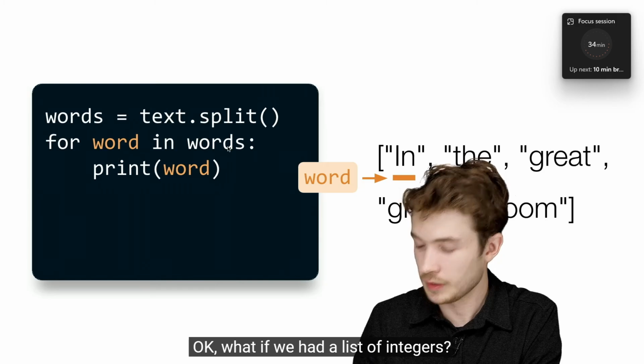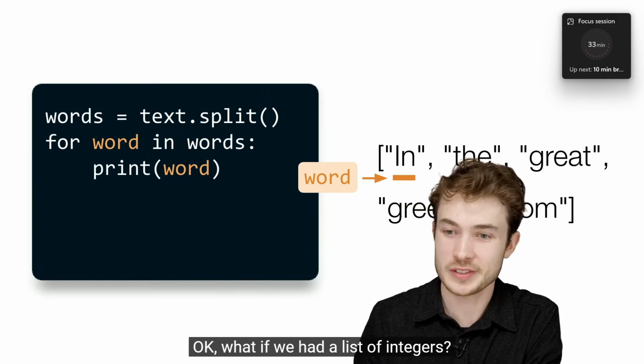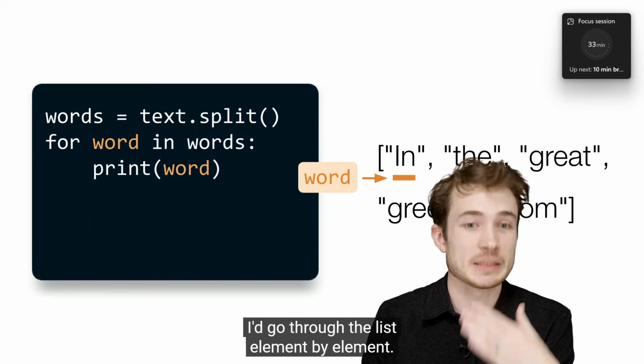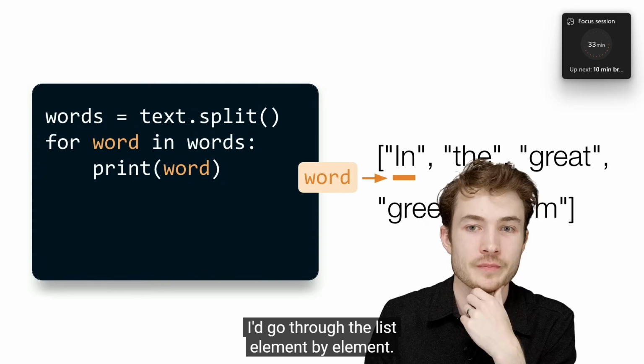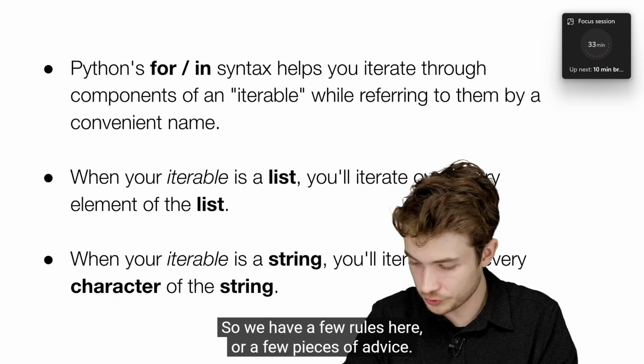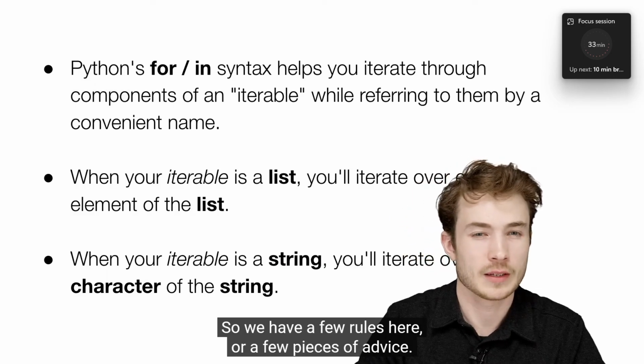OK. What if we had a list of integers? A good question. It would still be the same thing. I'd go through the list element by element. So we have a few rules here, or a few pieces of advice.